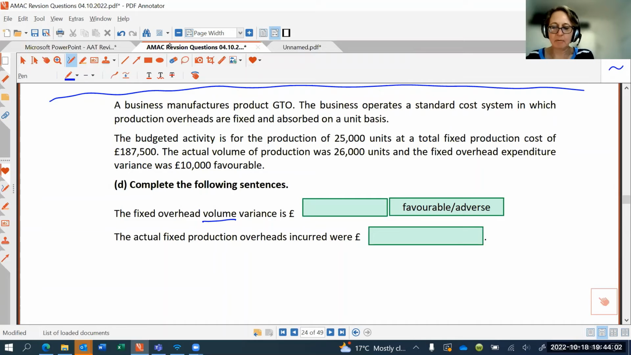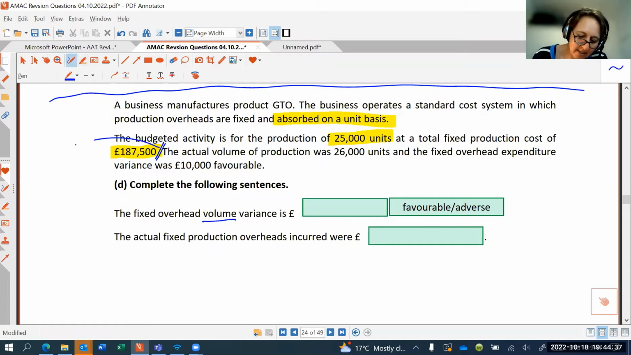Let's read through, see what we know. The business manufactures a product GTO. They operate a standard costing system in which production overheads are fixed and absorbed on a unit basis. I knew already that they were going to be absorbed because that's the only time I have a volume variance. The budgeted activity is 25,000 units at a total fixed production cost of 187,500.